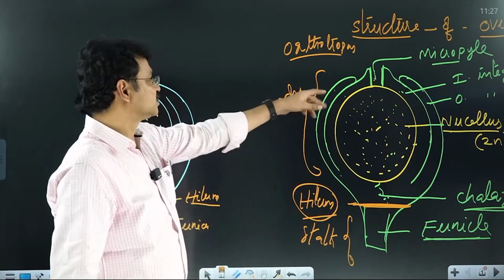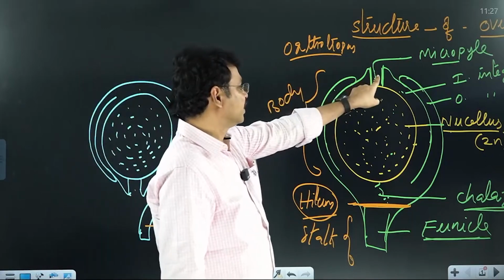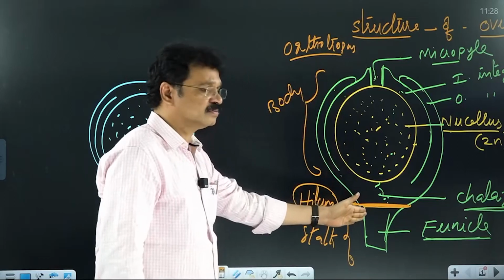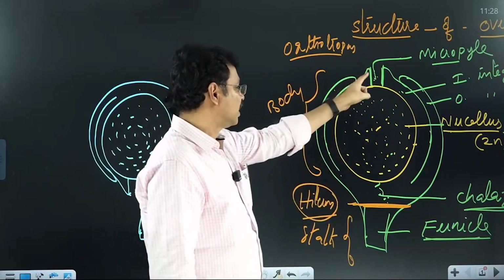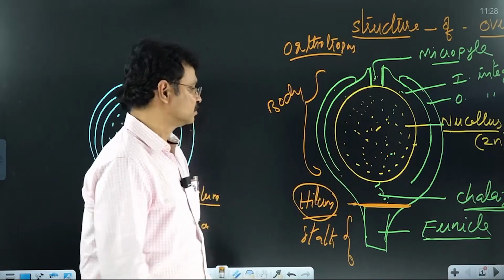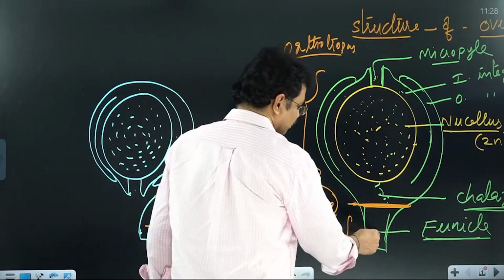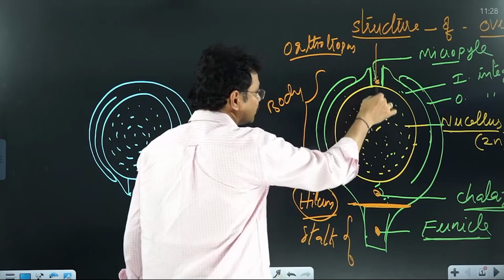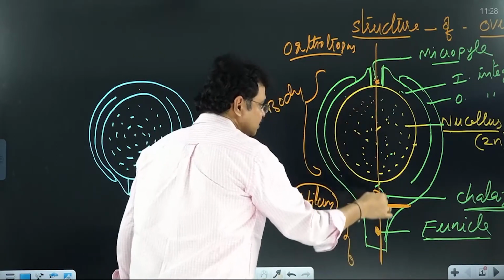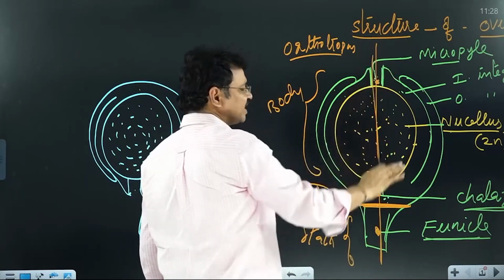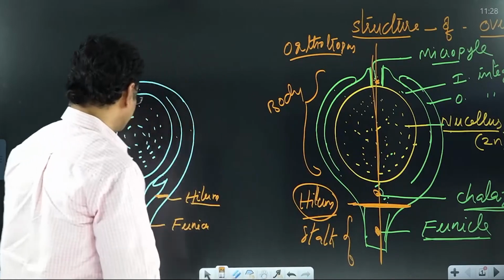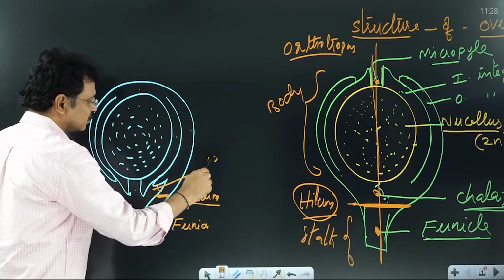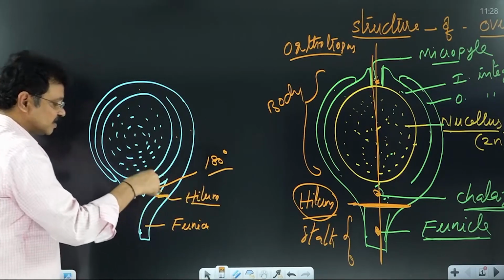Identify the major variation here. In the orthotropous ovule, micropyle and chalaza are present in only one vertical row, distantly arranged along with the funicle. Funicle, chalaza, micropyle are all in one vertical plane, so this is the straight ovule without any curvature. But whereas here, a 180 degrees curvature, a bending, is there.